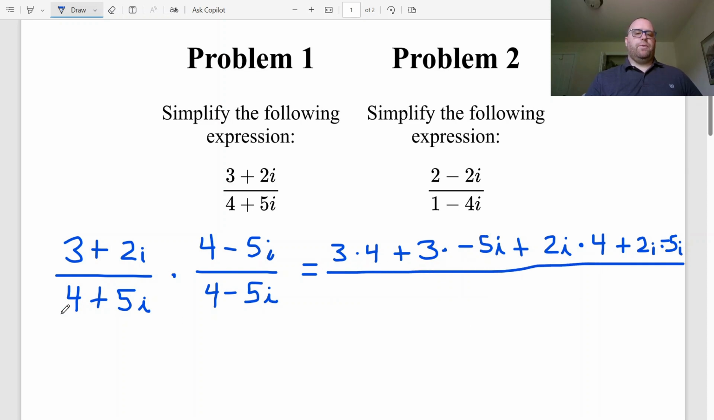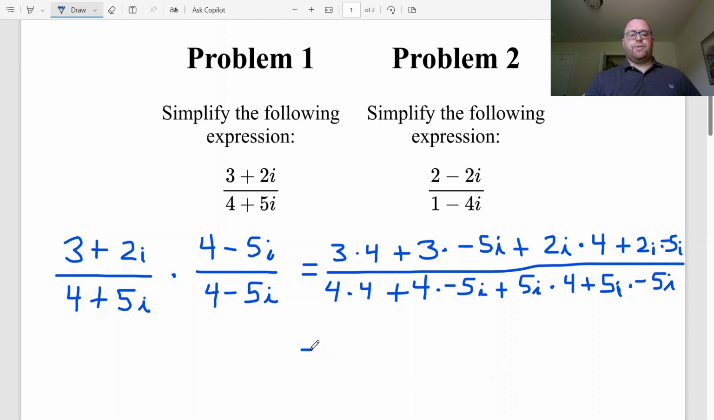And then on the bottom, again, we do the same thing. So 4 times 4, plus 4 times minus 5i, or negative 5i. And then we do 5i times 4. And then we do 5i times minus 5i, so plus 5i times minus 5i.